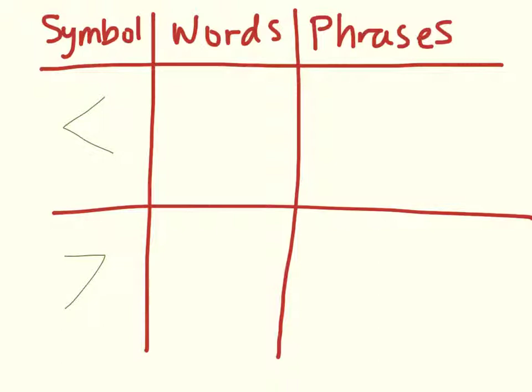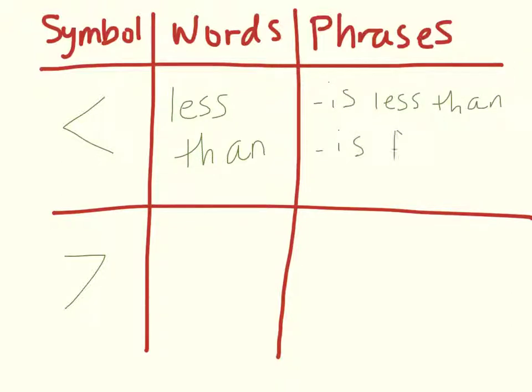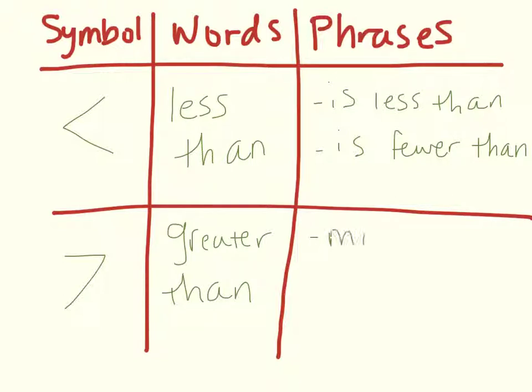So let's take a look at those symbols. The first symbol that we're going to look at is our less than symbol. Some phrases that show we are talking about less than are "is less than" or "is fewer than." Our next symbol is our greater than symbol, and we might see "more than," or "exceeds," or it might just say something is greater than something else.